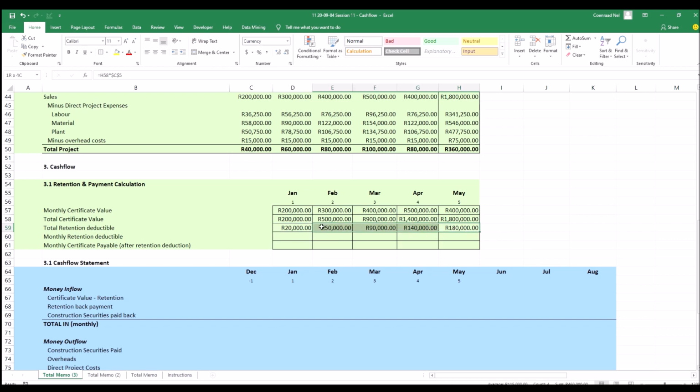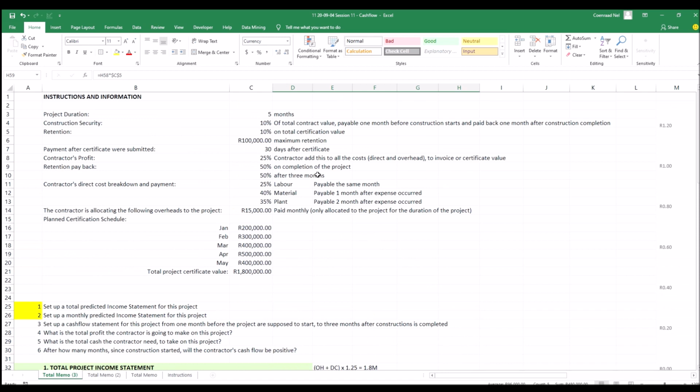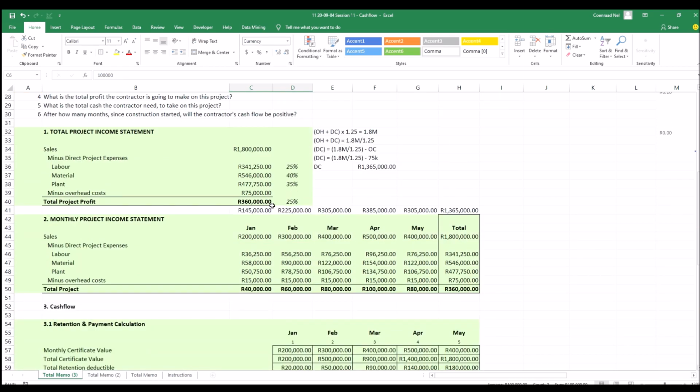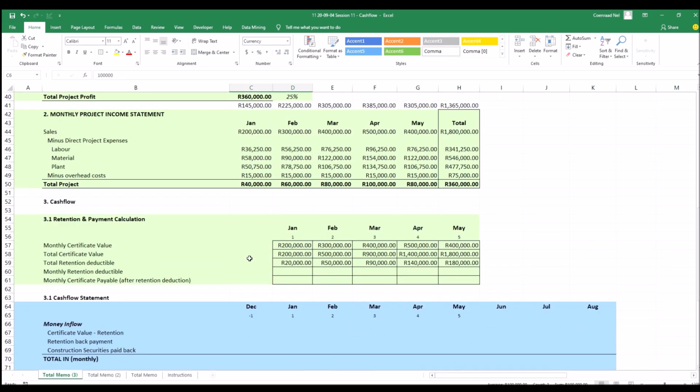But wait a minute, there's something else. There's something else. Up here they say we take a maximum of 100,000 Rand retention. So it don't just keep on growing. We say up to 100,000 Rand. Now, so let's have a quick look. How do we do that? Let's see if we can bring this into this formula.